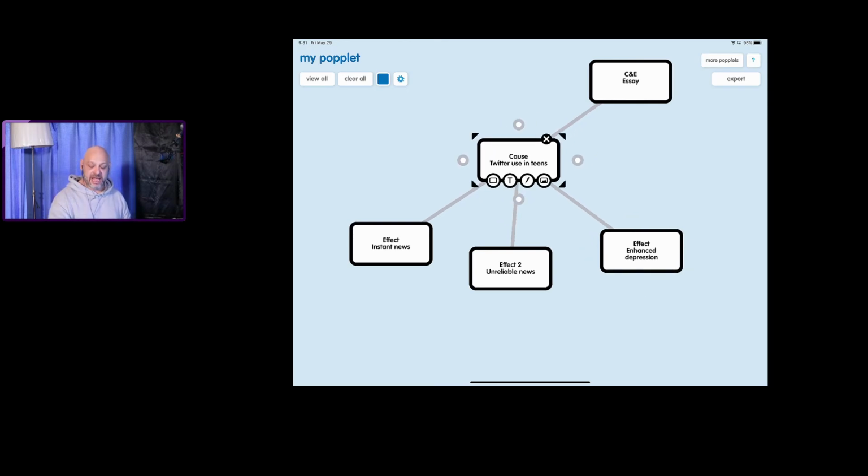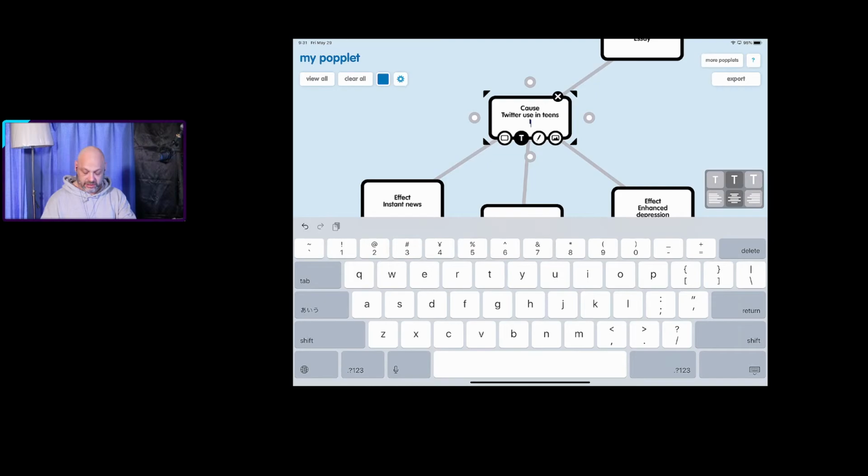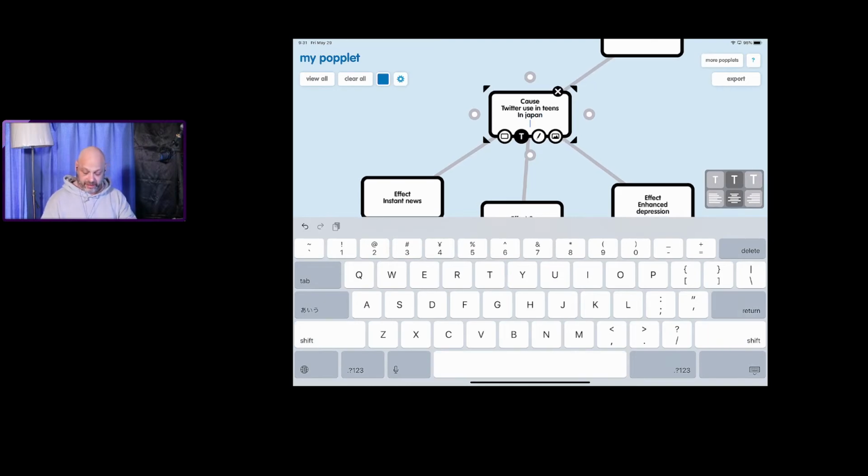Now, notice, this is not just social networking services, right? It's very specific. Twitter use in teens, and we can get even more specific, in Japan, even more specific in Osaka. And what I'm going to tell you is the more specific you are with your theme or your topic, the easier it will be to write, because you will be able to focus more in on the exact details that you want.